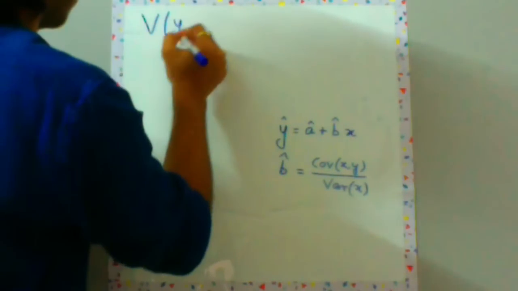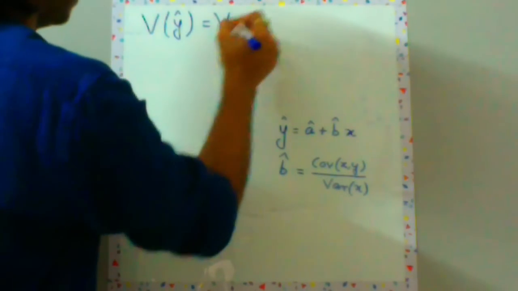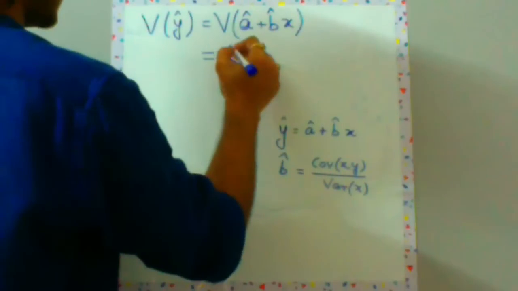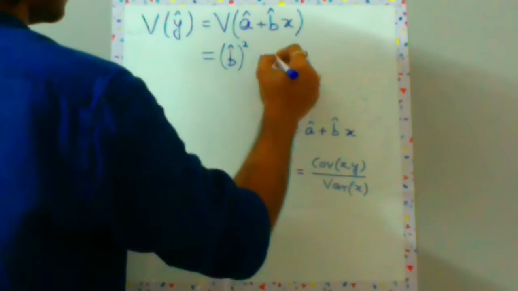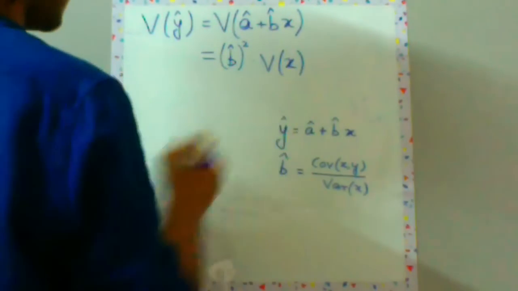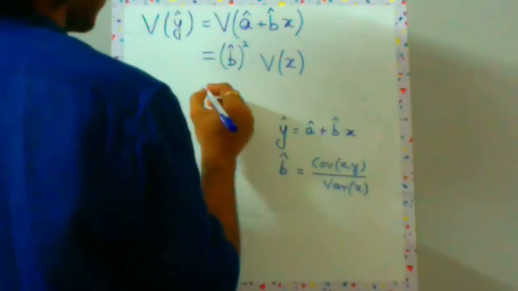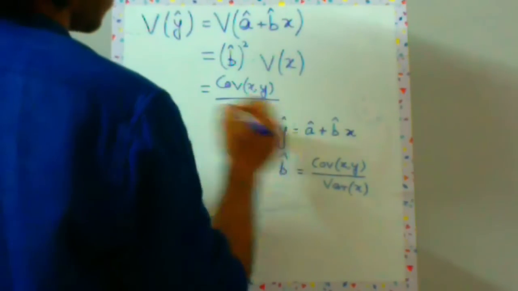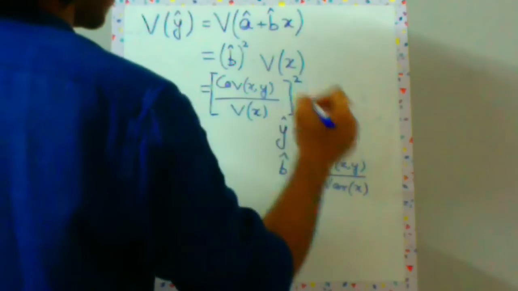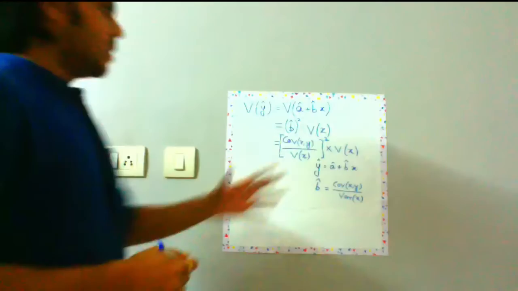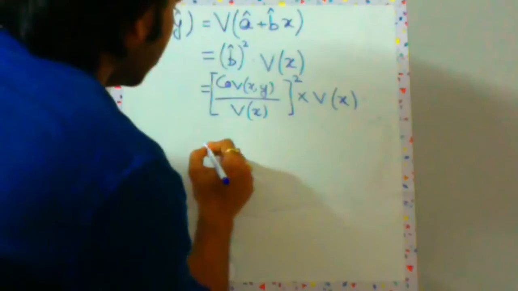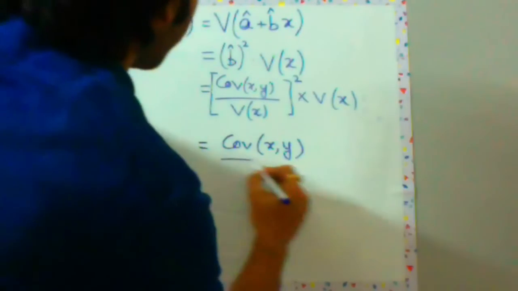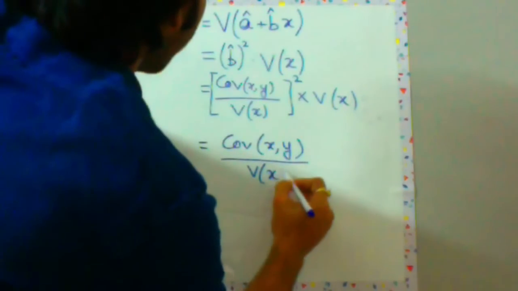Variance of Y hat would be equal to variance of A hat plus B hat X, which is equal to B hat square into variance of X. And this is your B hat. So you can write this thing as covariance of XY upon variance of X square into variance of X. We can simplify this further. Equal to covariance of XY upon variance of X.